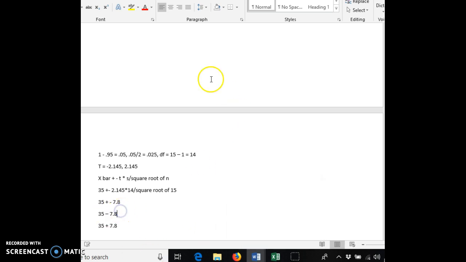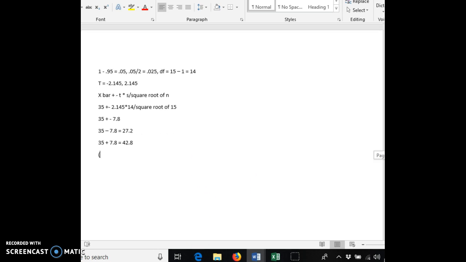If we put 35 minus 7.8 into our calculator, we get 27.2. And if we put 35 plus 7.8 into our calculator, we get 42.8. So our confidence interval in this example is 27.2 to 42.8.